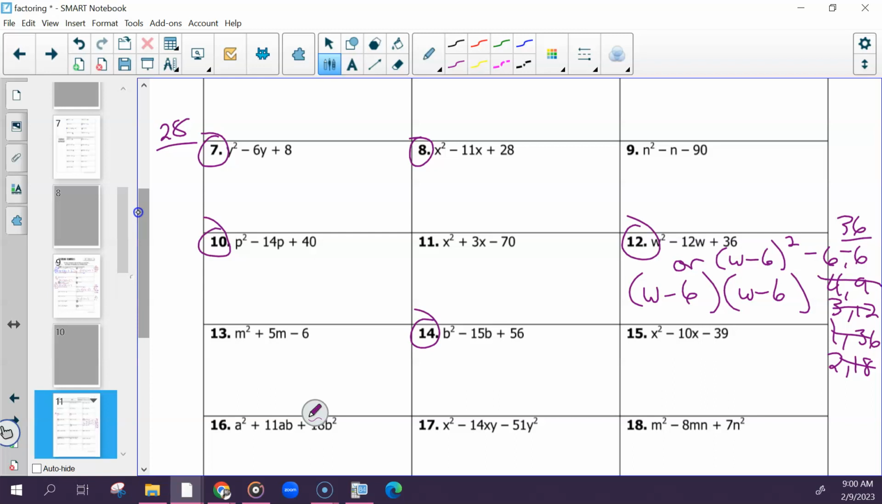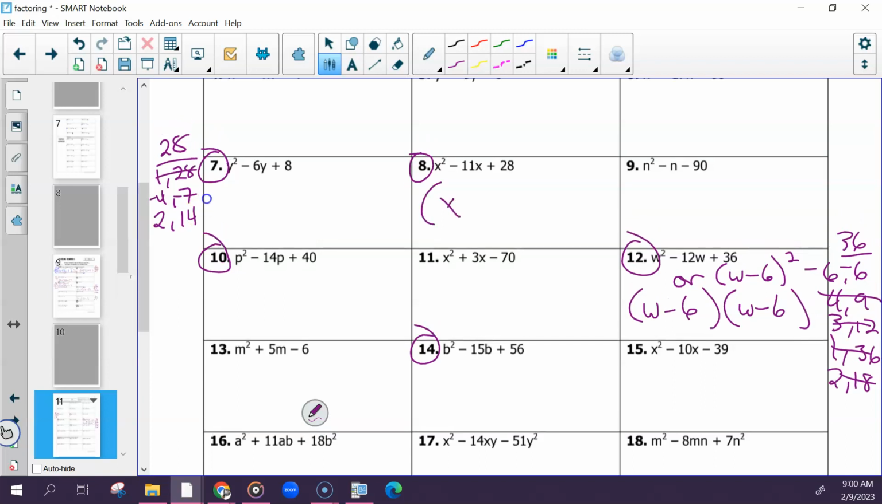1 and 28, 7 and what? 4. Are there any others? And then I don't believe there are any others because 5 wouldn't work, 6... They both have to be negative, so which ones would add up to the 11? So x minus 4, x minus 7.